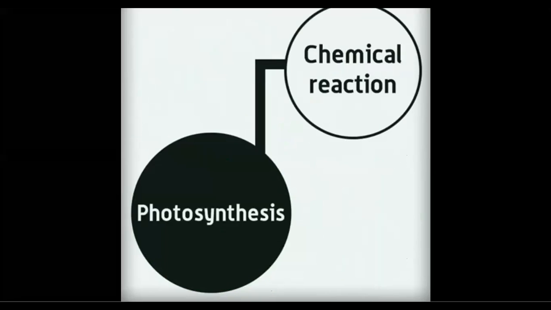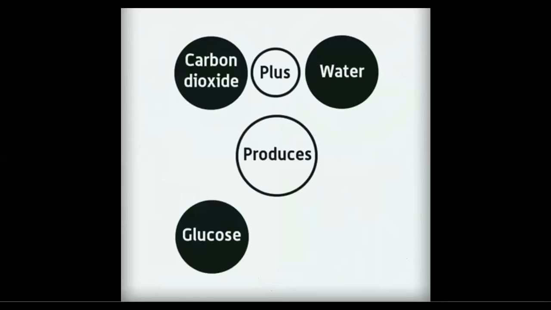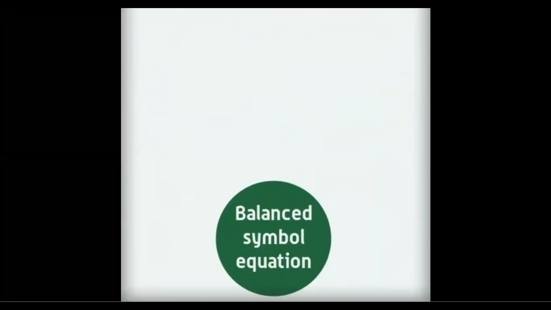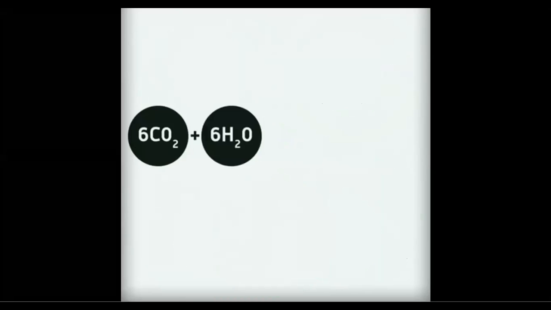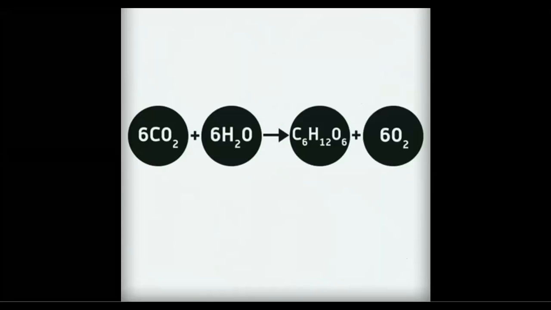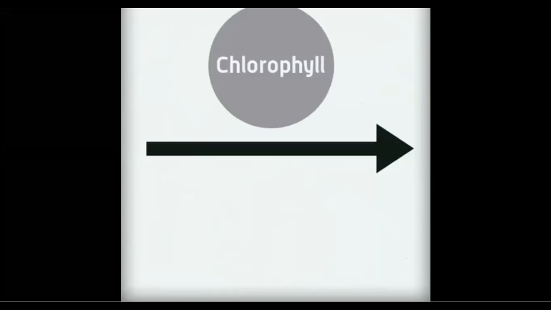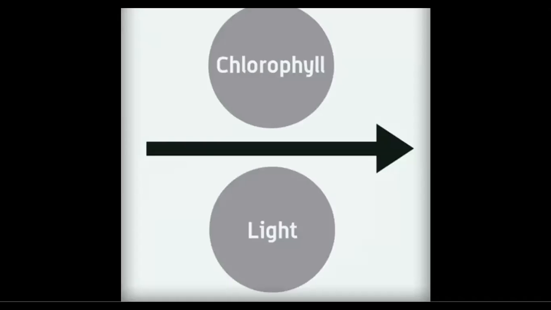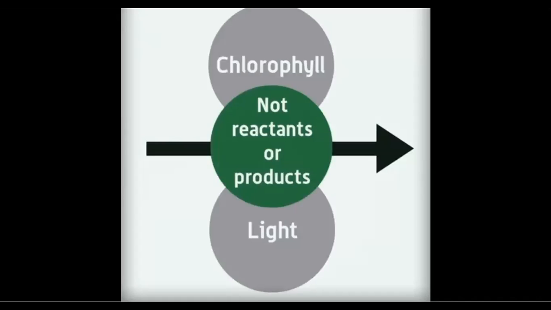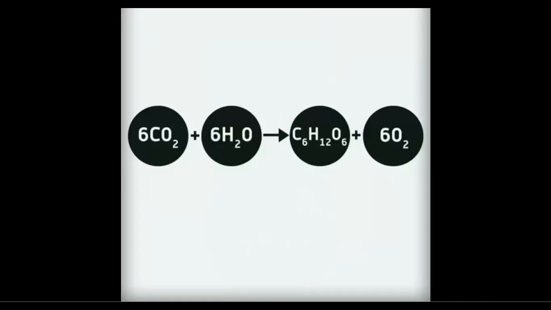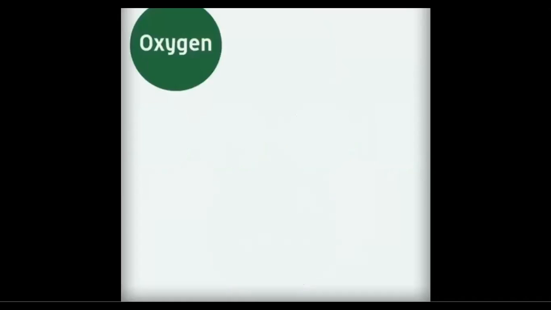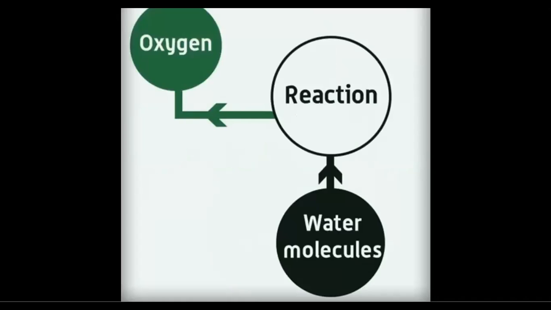Photosynthesis is a chemical reaction, so it can be written as a word equation. Carbon dioxide plus water produces glucose plus oxygen. The balanced symbol equation is 6CO2 plus 6H2O goes to C6H12O6 plus 6O2. Sometimes you may see the word chlorophyll written above the arrow and the word light written below the arrow. This indicates that chlorophyll and light are used during the reaction but are not reactants or products. As you can see in the symbol equation, both of the reactants contain oxygen atoms. But we know that the oxygen produced during the reaction comes only from the water molecules.